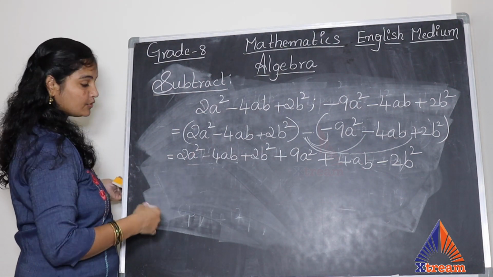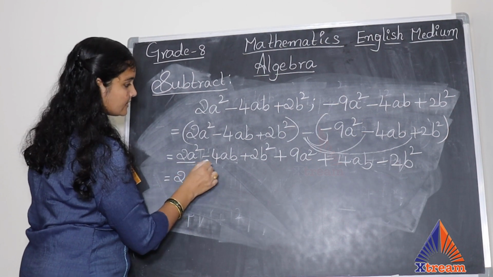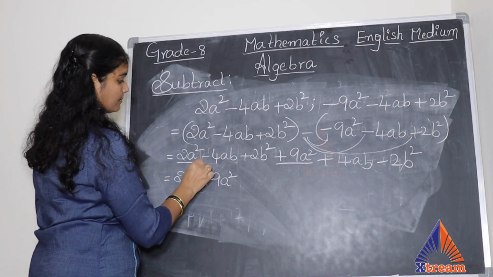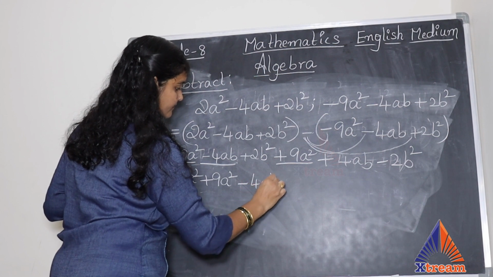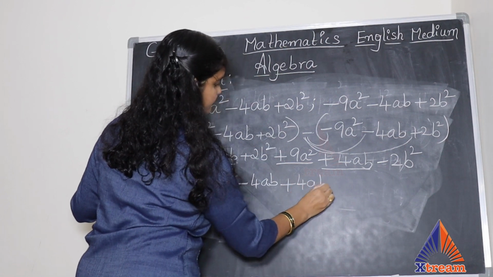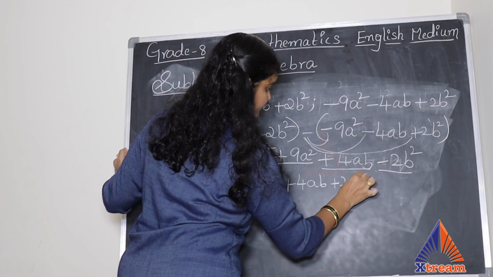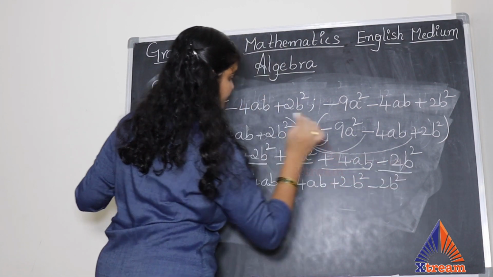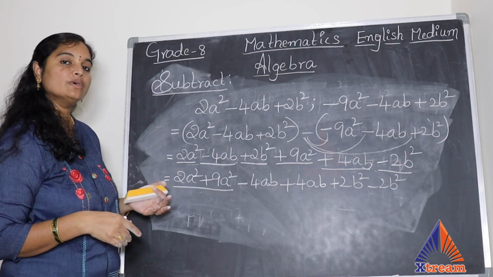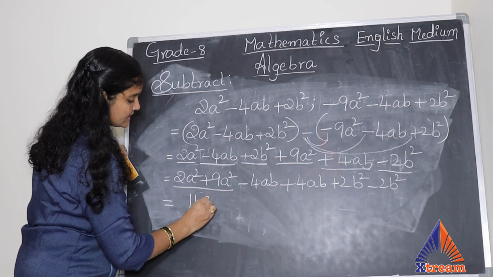Okay, now we'll regroup them. 2a square, what is the a square term we have here? Plus 9a square. Minus 4ab plus 4ab. Plus 2b square minus 2b square. So 2a square plus 9a square. So you have 2a squares with you. A few more 9a squares have been added. So you get 11a squares.